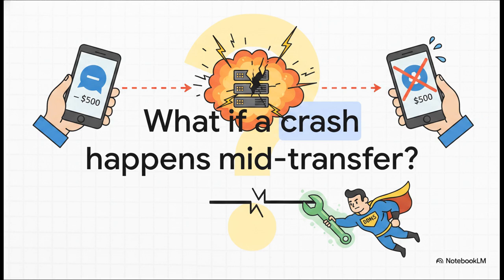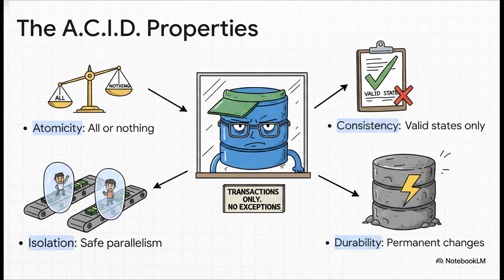But thankfully, the DBMS acts as a superhero to prevent exactly this. The framework that prevents our money from vanishing is outlined in the notes as the ACID properties. Think of ACID as an overly strict bank teller. Atomicity guarantees that a transaction is an all-or-nothing deal. Either the whole transfer happens or none of it does. Consistency ensures no database rules are broken during the process. Isolation ensures that if two people transfer money at the exact same millisecond, they don't corrupt each other's data. And durability means that once the database says transfer complete, that change is permanently saved, even if someone literally pulls the plug from the wall.